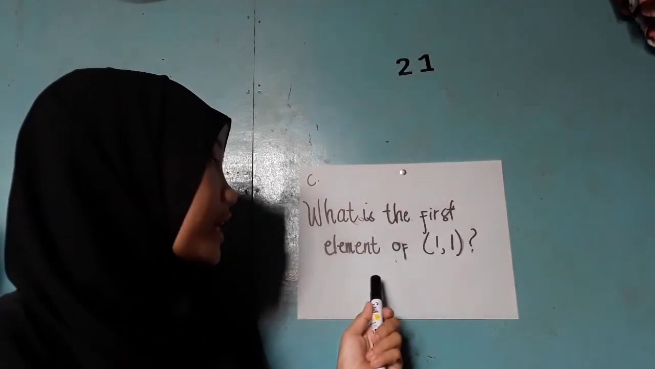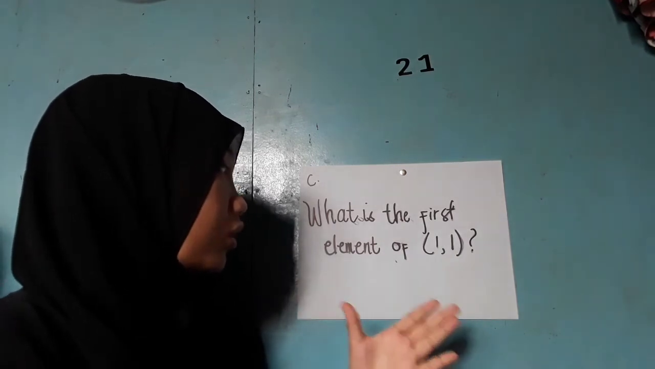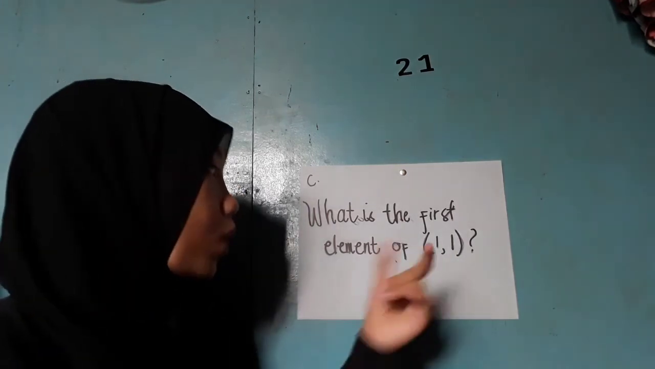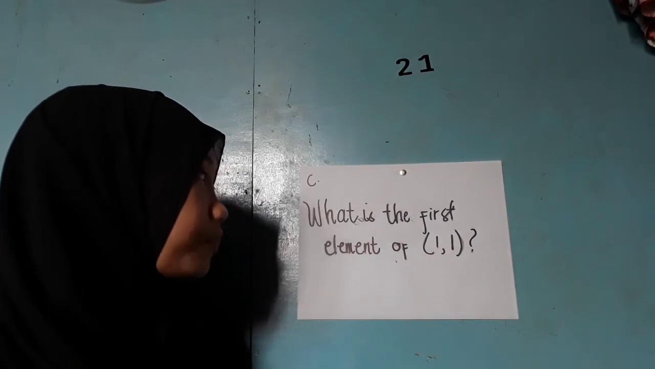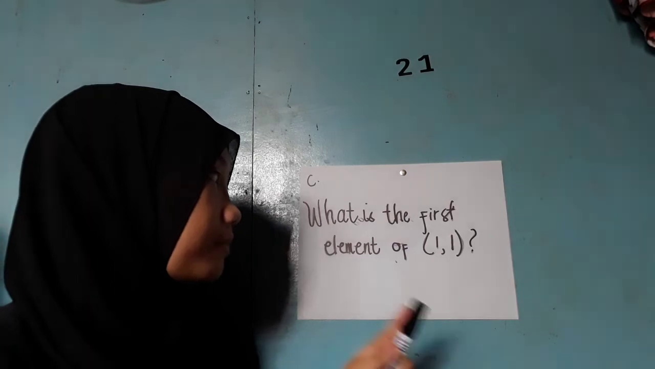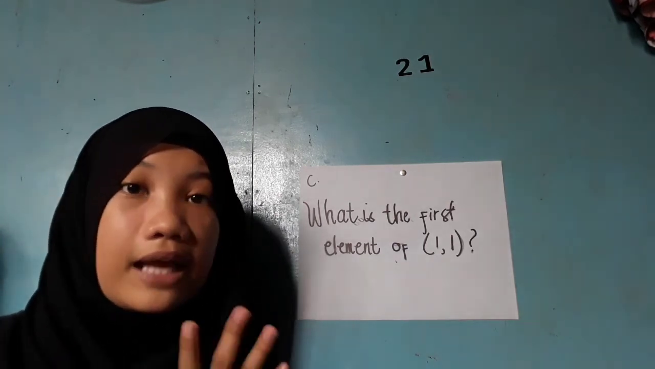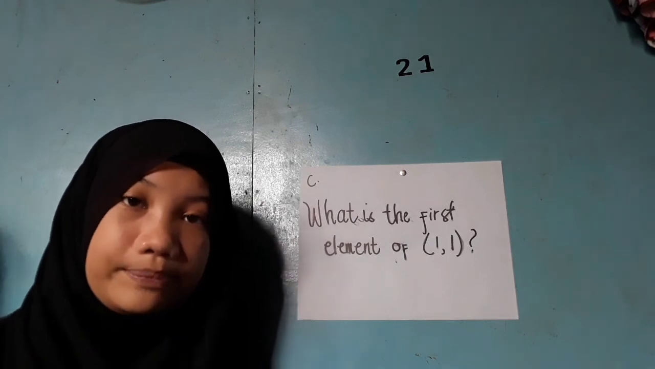What is the first element of the set 1 and 1? So, kung mapapansin nyo na parehong 1 ang nakasulat dito, it means ang first element is 1 and the second element also is 1. Therefore, the first and second element are both 1.